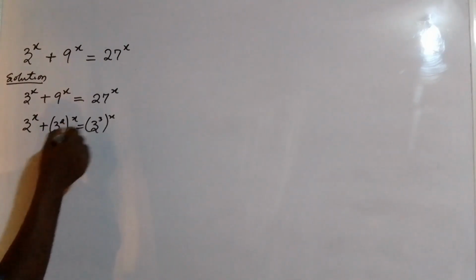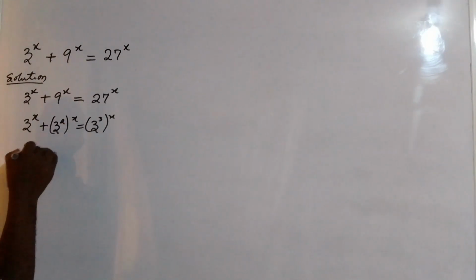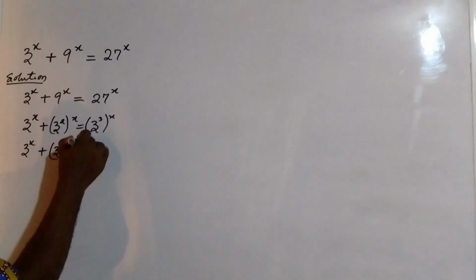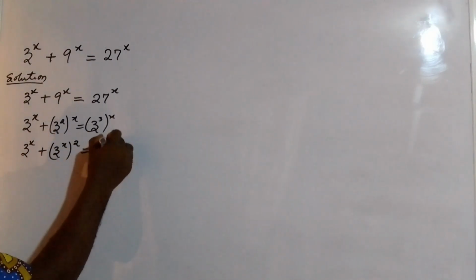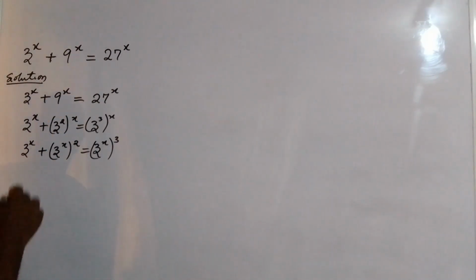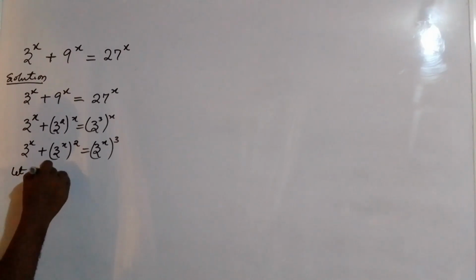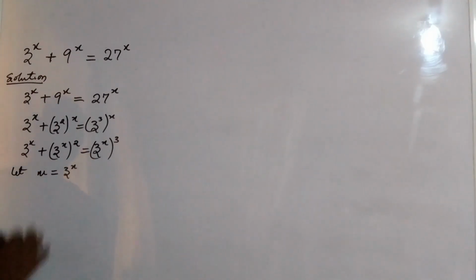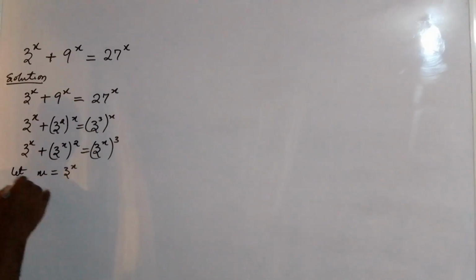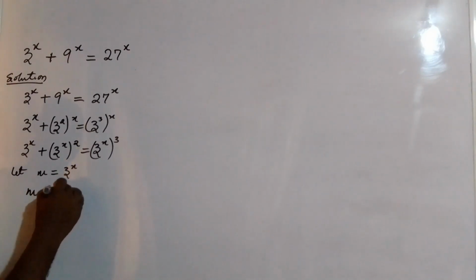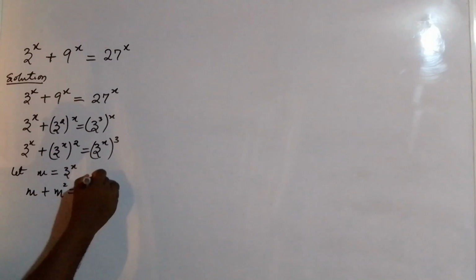Going further, it becomes 3 to the power of x plus 3 to the power of x, all to the power of 2, equal to 3 to the power of x, all to the power of 3. So here we're going to say let m equal 3 to the power of x. Taking that substitution, our equation now becomes a cubic equation in m. So we have m plus m squared equal to m cubed.